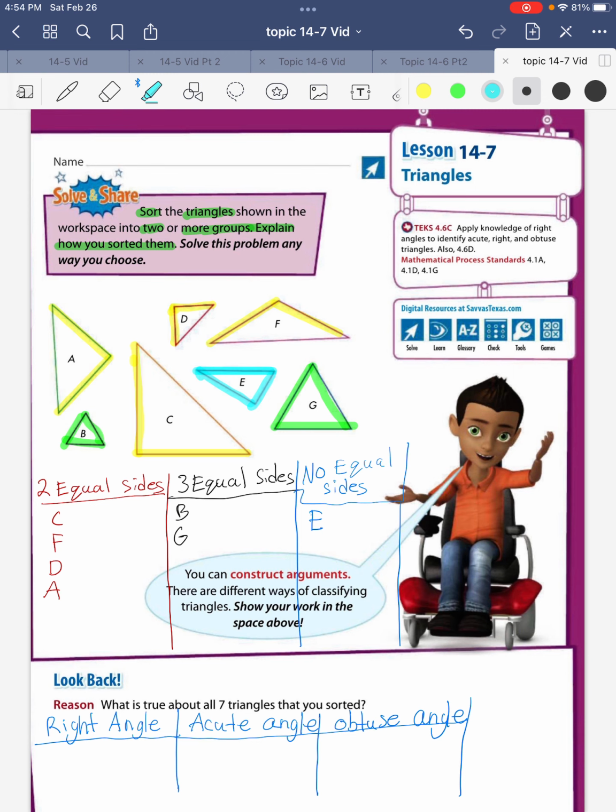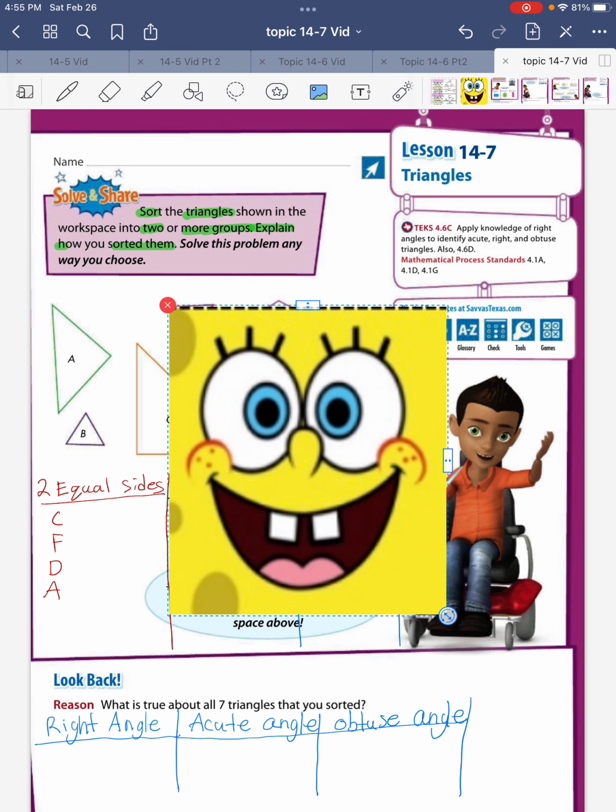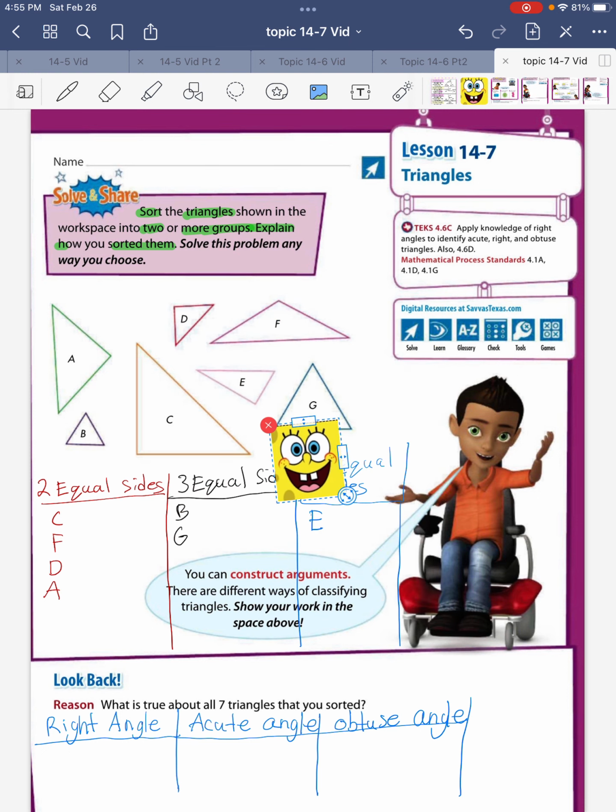I'm going to erase all this highlighting. And so now I'm going to do right angles. I'm going to see which ones have a right angle. Let me take out my SpongeBob to help me. So a right angle, remember what I said, SpongeBob would fit perfectly in it. So let's see. For B, SpongeBob does not fit in this angle.